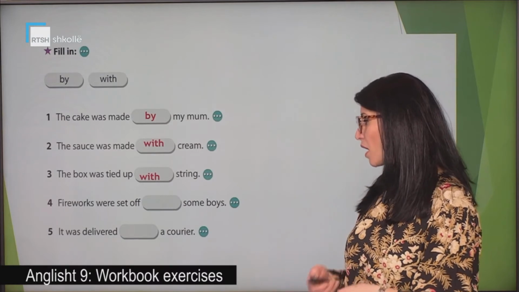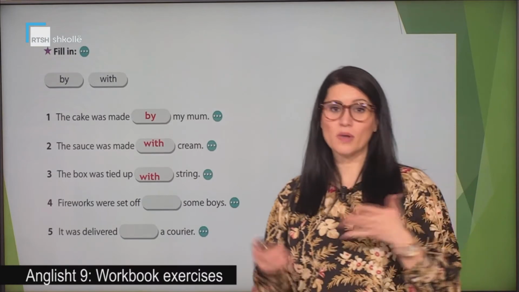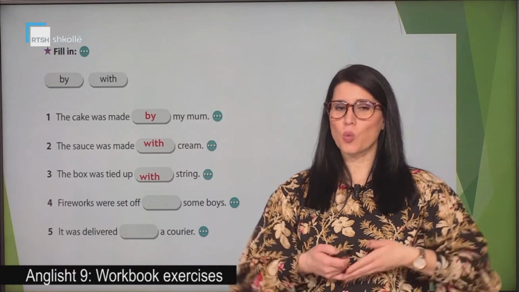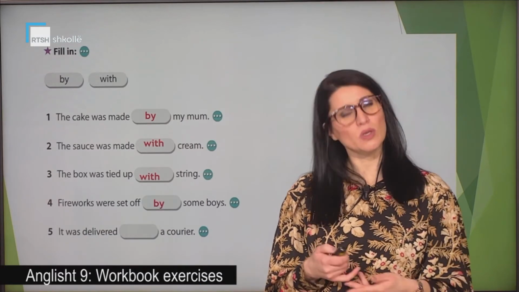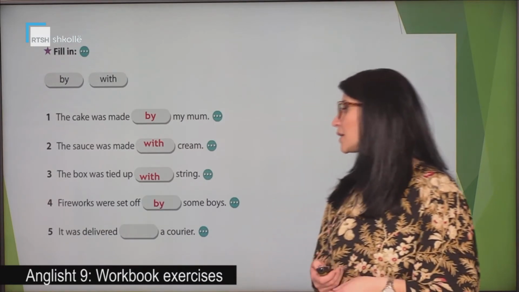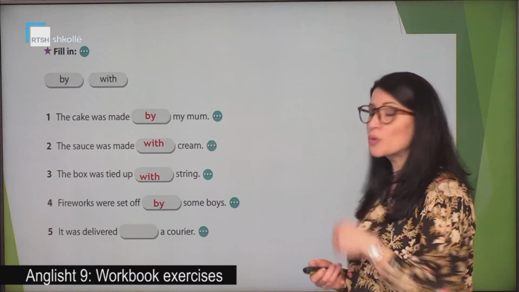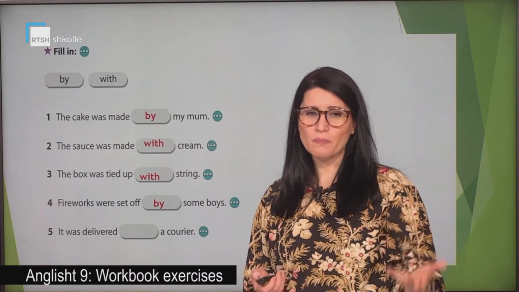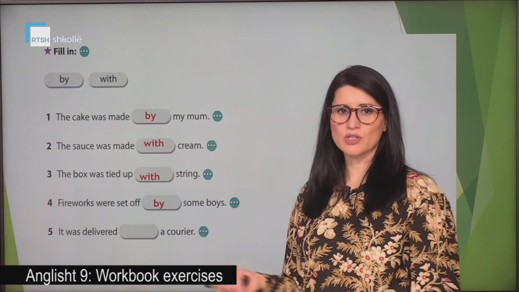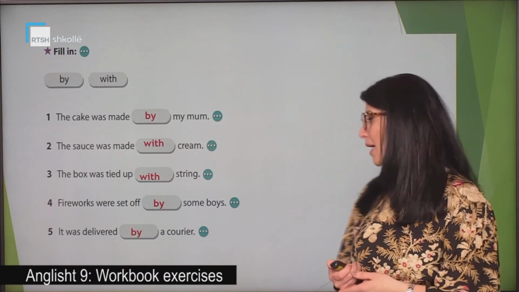Fireworks were set off by some boys, so we have got an agent here in the plural. What do we use with an agent? We use by. It was delivered by a courier. A courier is a kind of postman, so it is an agent, so we use the word by.